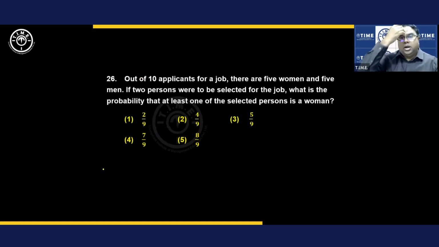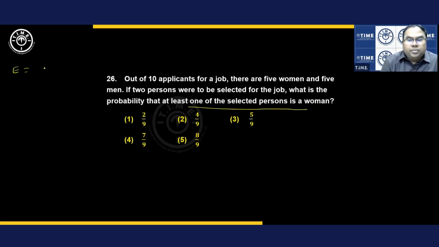Right? Out of 10 applicants for a job, there are 5 women and 5 men. If 2 persons were to be selected for the job, what's the probability that at least one of the selected persons is a woman? Let us say E is equal to at least one woman, E bar is equal to no woman.